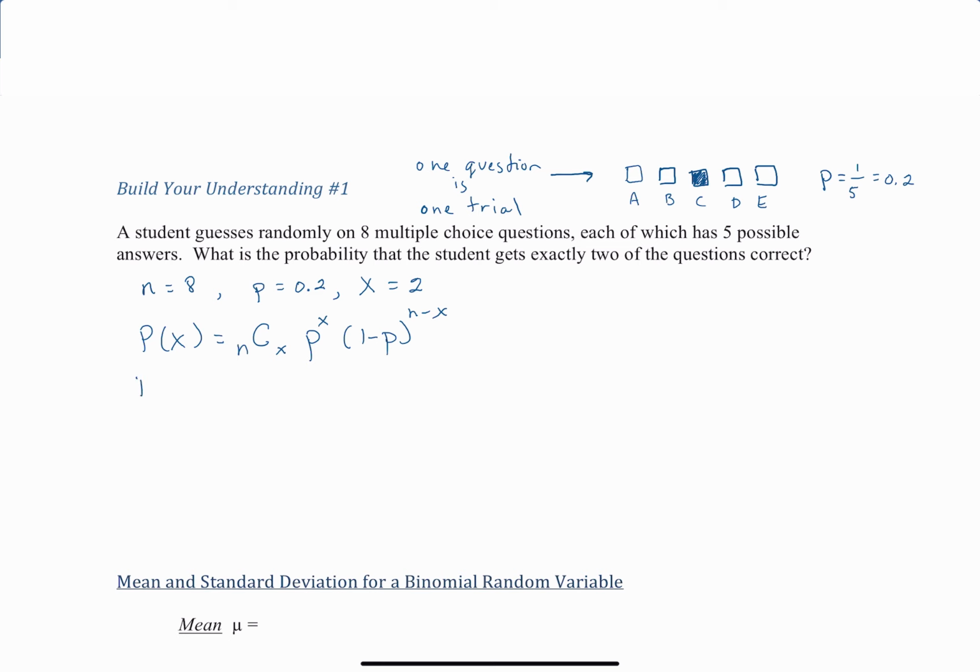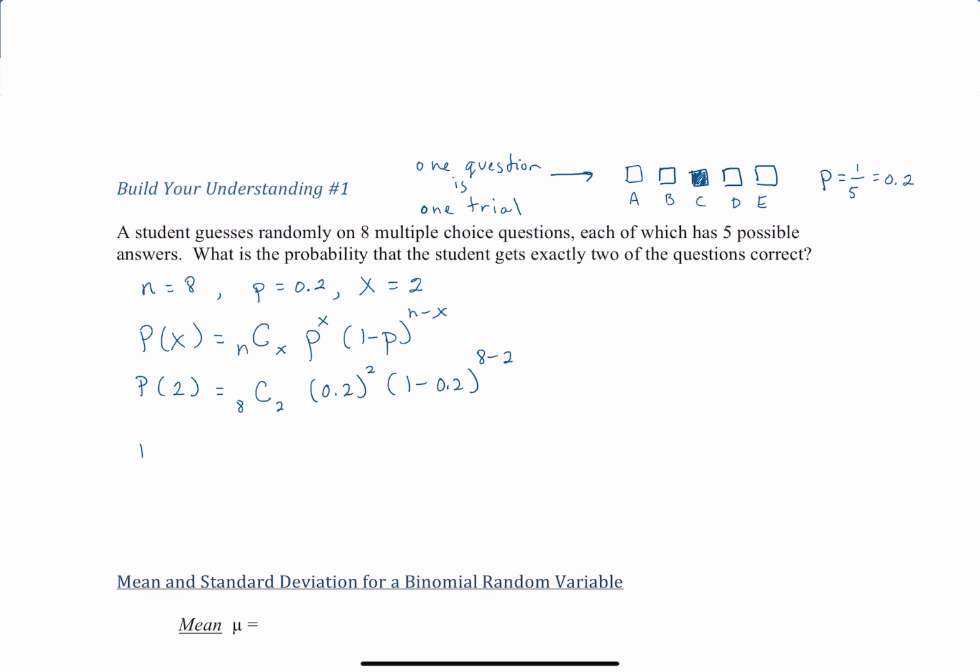Now this particular problem is asking us for p of 2, so let's put the numbers in. N is 8, so I have 8 combinations of 2. P is 0.2, and we'll be raising that to the 2 power. Then we have 1 minus p, so 1 minus 0.2, and we're raising that to the 8 minus 2 power. And again, you want to write down this step exactly in this form, because part of the partial credit I will be giving you is for seeing that you put the right numbers in the right places.